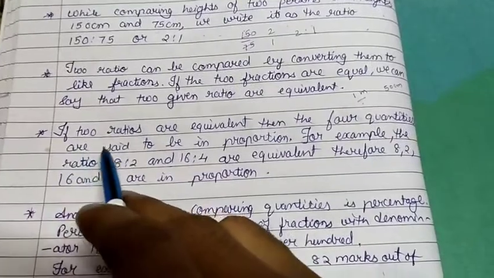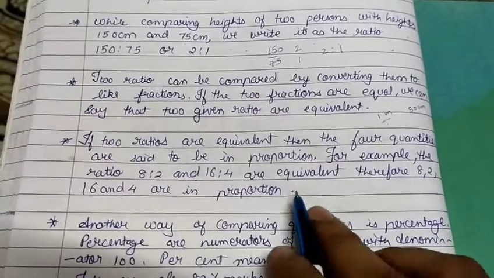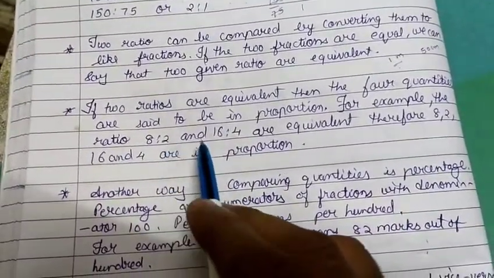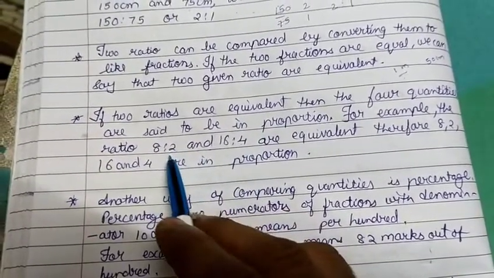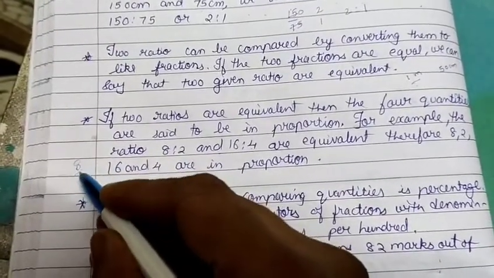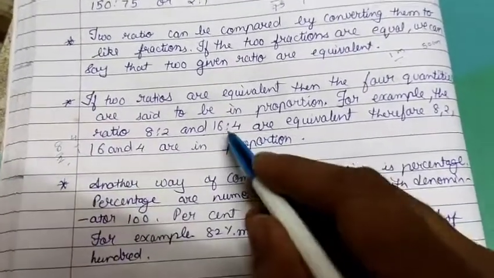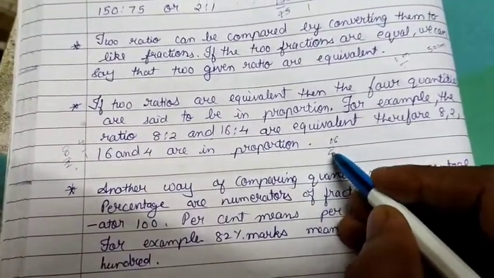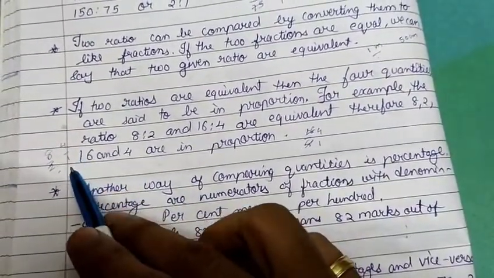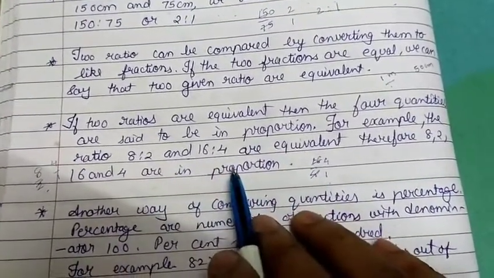Let's see another point. If two ratios are equivalent, then the four quantities are said to be in proportion. For example, the ratio between 8 and 2 and between 16 and 4. These both are equivalent. Why? Because 8 upon 2 gives 2 ones and 2 fours, that is 4:1, and 16 upon 4 is 4 ones and 4 fours. Both ways we get 4 by 1, that is 4:1. That means the comparison between both the ratios is equivalent.